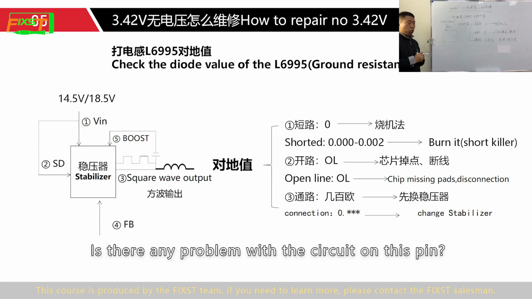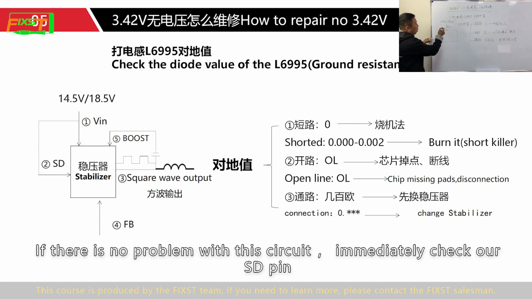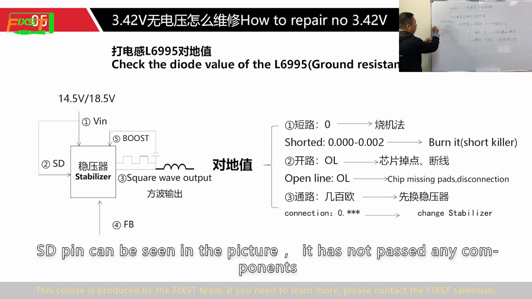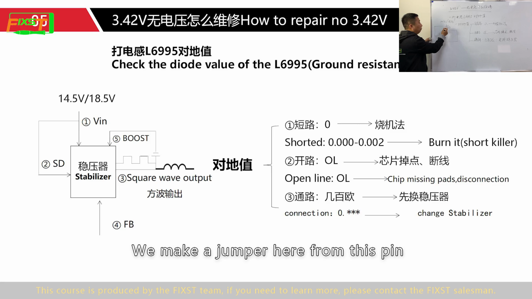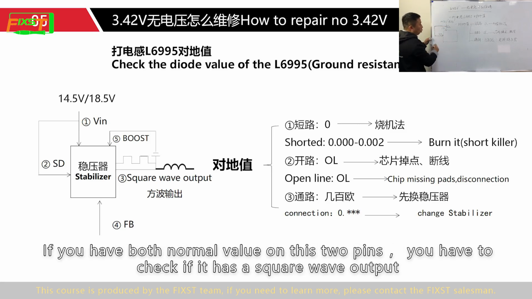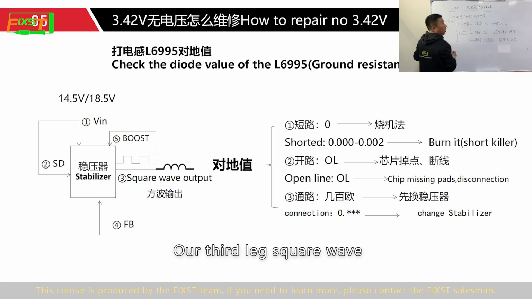Is there any problem with the circuit on this pin? If there is no problem with this circuit, immediately check our SD pin. The SD pin can be seen in the picture. It has not passed any components. There is only one possibility, disconnected. We make a jumper here from this pin. If you have normal values on these two pins, you have to check if it has a square wave output. Our third pin is the square wave.